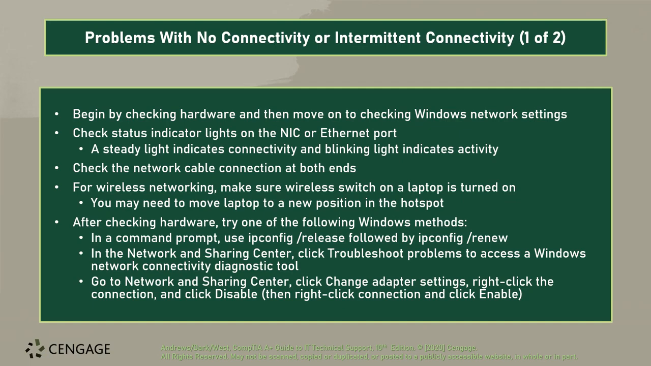For wireless networking, always make sure that your switch on your laptop for wireless is turned on. You may have to go into a couple of different places to figure out how to do that. Different laptops may or may not have a function key to allow this. After you've checked your hardware, in Windows we can use ipconfig release and renew in order to try and flush the internal cache for the network device.